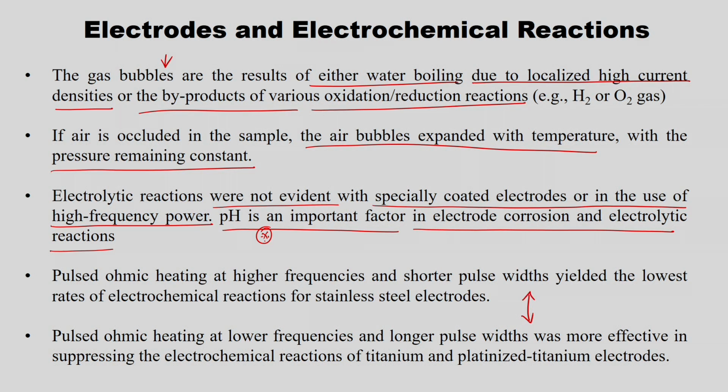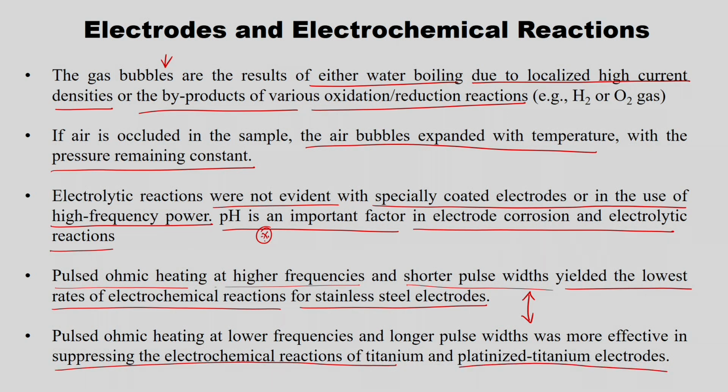So, that is what I wanted to tell you. The pulsed ohmic heating at higher frequencies, that is what we have told, right. If we take care of the higher frequency, then the electrode reactions may be avoided. Pulsed ohmic heating at higher frequencies and shorter pulse widths yielded the lowest rates of electrochemical reactions for stainless steel electrodes, but pulsed ohmic heating at lower frequency and longer pulse width was more effective in suppressing the electrochemical reactions of titanium as well as platinized titanium electrodes.